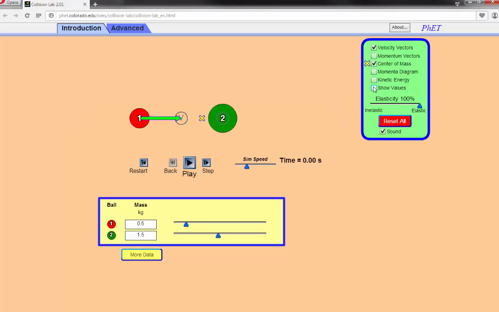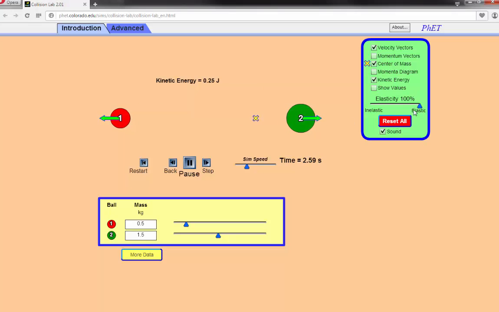All right, and now I want to do it again. This time I want to look at the kinetic energy values. The kinetic energy is 0.25 joules before the collision, and after the collision it is still 0.25 joules. So this is all doing with 100% elasticity. Just for fun, we'll put the momentum vectors in as well. That's this little yellow guy. I'm going to take off the velocity vector. So here is the momentum vector.